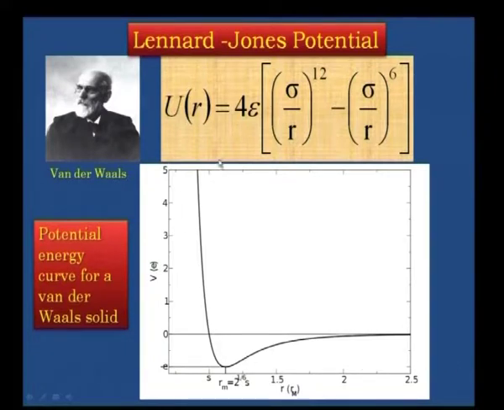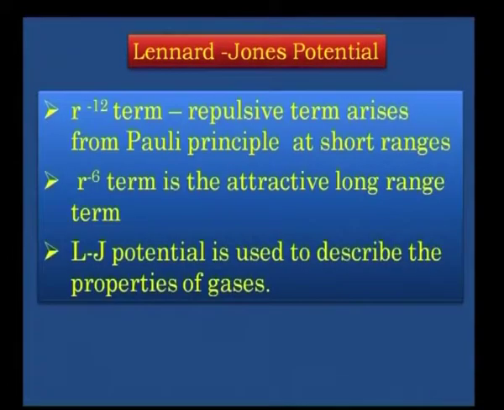This is the potential energy profile that is very important in the Lennard-Jones potential. Now, the r to the power of minus 12 term is a repulsive term which arises because of the Pauli principle at short ranges, whereas the r to the power of minus 6 term is the attractive long range term.